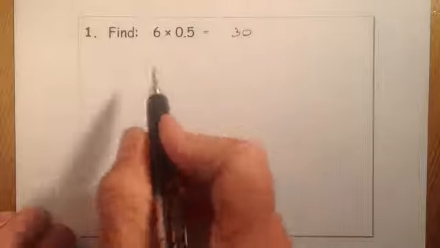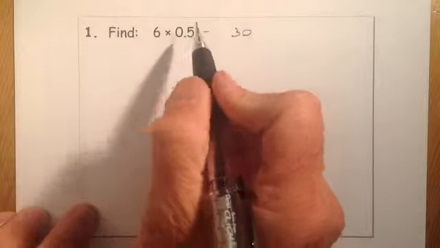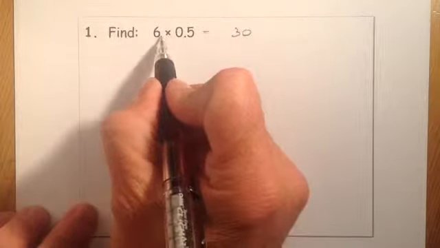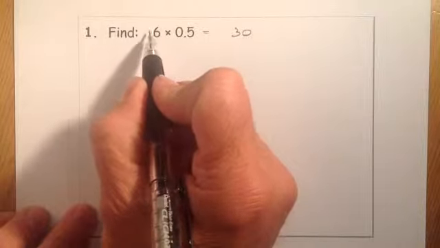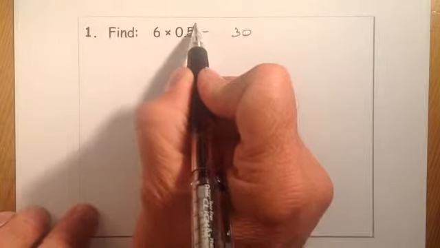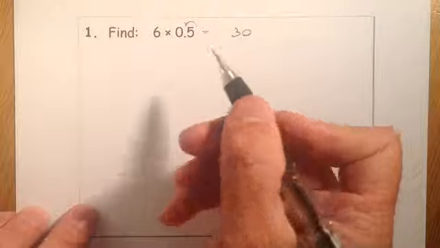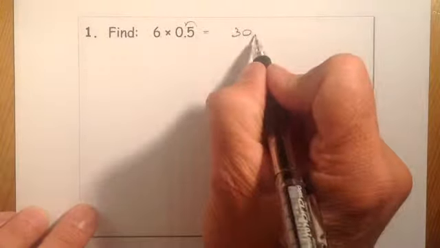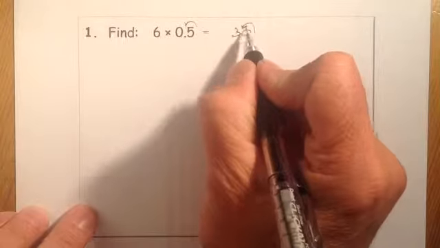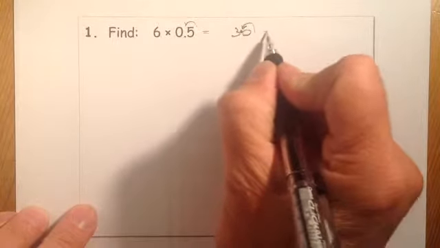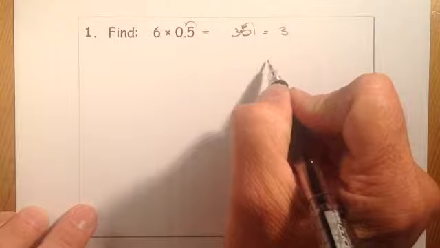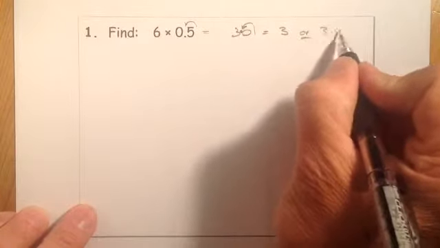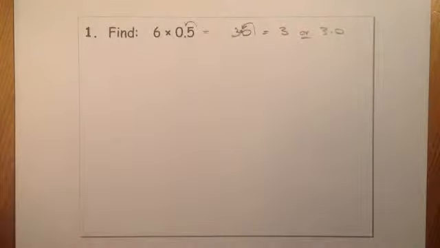Okay, I'm then going to look into the question and see how many decimal places there are. Well, 6 has no decimal places there. I've got one place here, so in my final answer, I'm going to move the decimal point 1 place from here to there. Okay, so that's where my decimal's going to be. So my answer there is just going to be 3, or 3.0 it could be. Okay, so that's just as simple as that.